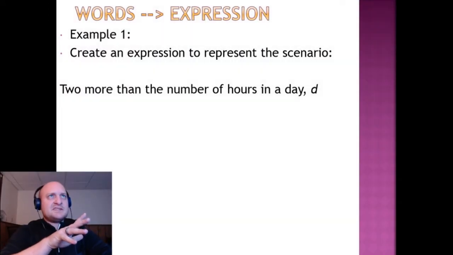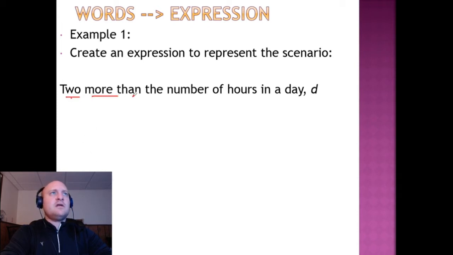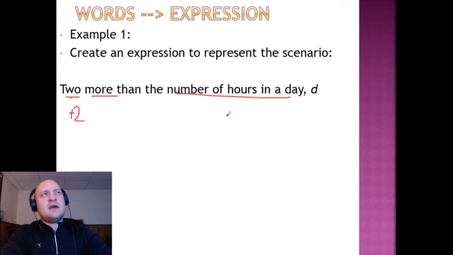Our first example is asking us to convert the words in a sentence to an expression. So, to start us off, we need to identify what we're dealing with. First off, we have 2 more than the number of hours in a day, D. Well, 2 more, I highlighted that immediately because I noticed that it's suggesting that we're going to be adding 2 to whatever it is we have. And the number of hours in a day, well, you take the number of days that you have and you multiply it by 24. If we had 1 day, for example, we'd do 1 day times 24, and then 2 more than that.